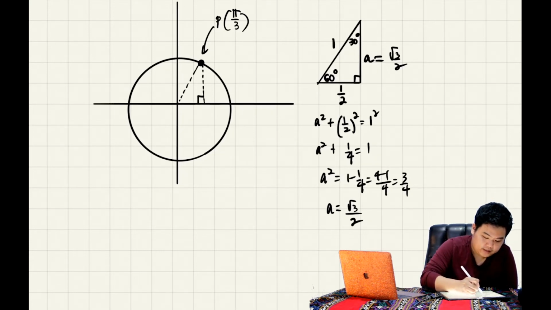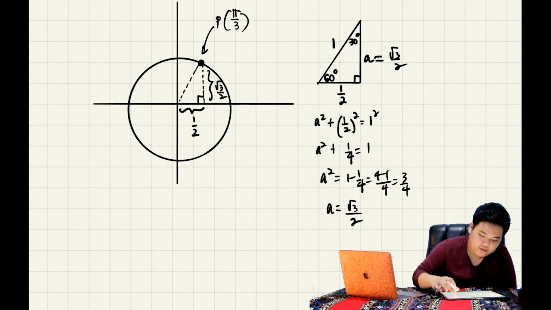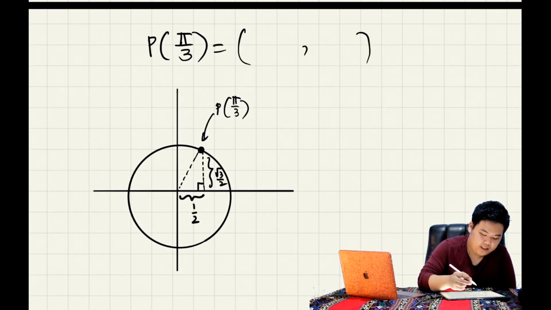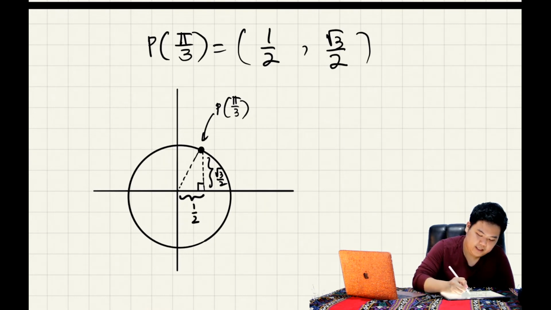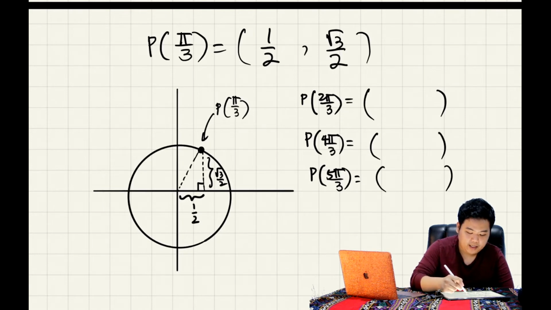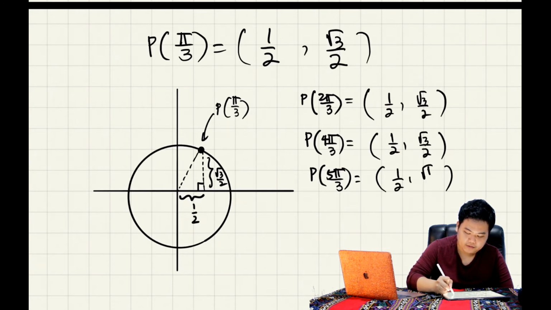So balikan natin drawing natin. So the length of this is 1/2. This is square root of 3 over 2. So meaning P of pi over 3 has coordinates 1/2, square root of 3 over 2. Okay, kunin naman natin yung iba pa. So P of 2 pi over 3, P of 4 pi over 3, and P of 5 pi over 3. So parang argument dito, katulad lang ng ginawa natin sa pi over 4. So itong mga naka-over 3, yung mga 3 denominators, matik, ito na yung coordinates nila. Magbabago na lang yung signs, depending kung nasang quadrant sila.